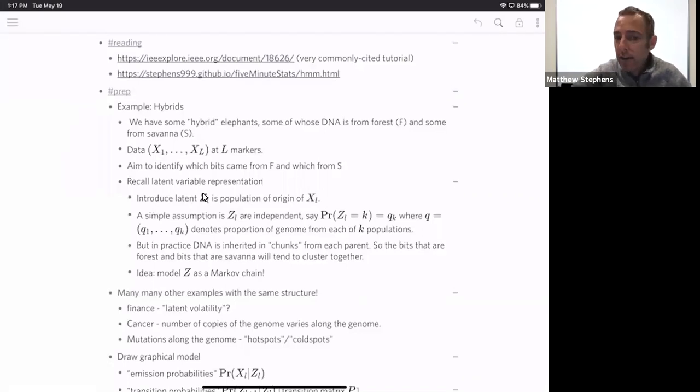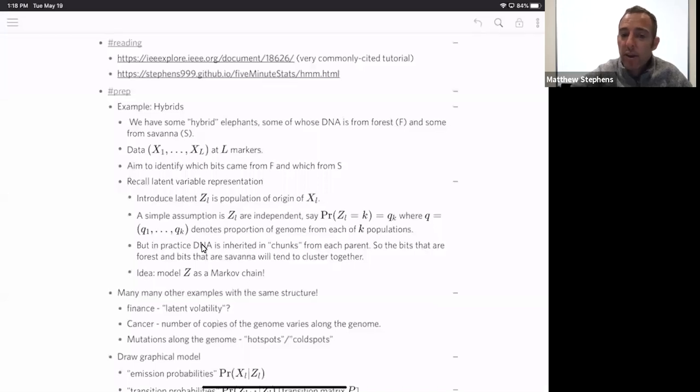Just like in the mixture case, we can introduce a latent Z_L to be the population of origin for X_L as L moves along the genome. Your simplest assumption would be that the Z_L are independent at each position along the genome, and so that would actually just be a mixture model for X_L. Which we've already done, right?